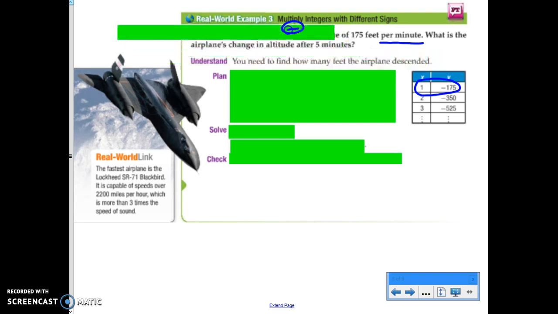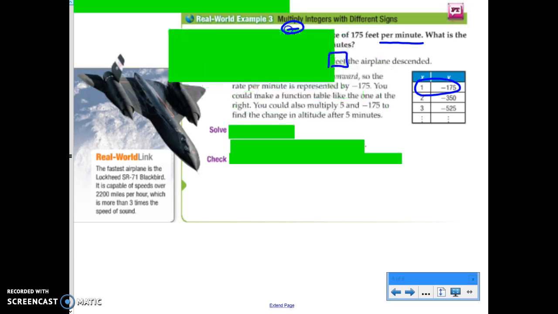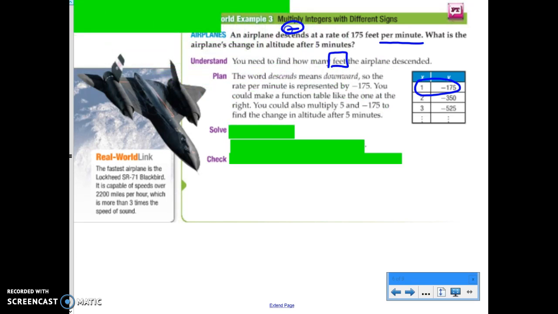So let's talk about what that means. It says you need to find how many feet the airplane descended. And this is key right here because that's going to be your unit at the end. The plan that we're going to use to create our problem is the word descends means downwards, so the rate per minute is represented by negative 175.